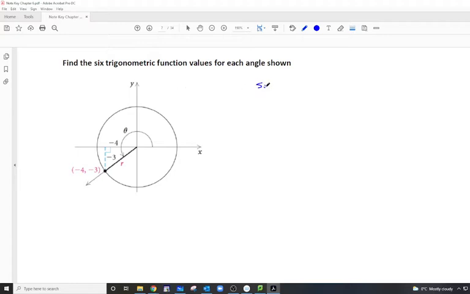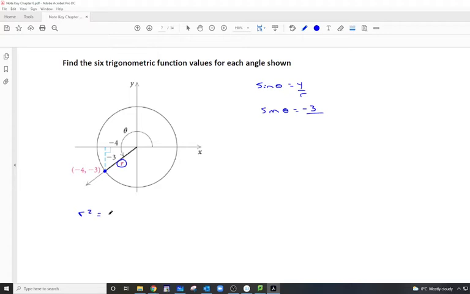Well, we know that sine theta is y over r. So sine of this angle is going to be the y value, which is -3, over the r value. They didn't give it to us. They gave us the point at which the terminal side intersected the circle, but they didn't give us the radius. So we need to find it. Same thing as 6.1, we're going to use Pythagorean Theorem.